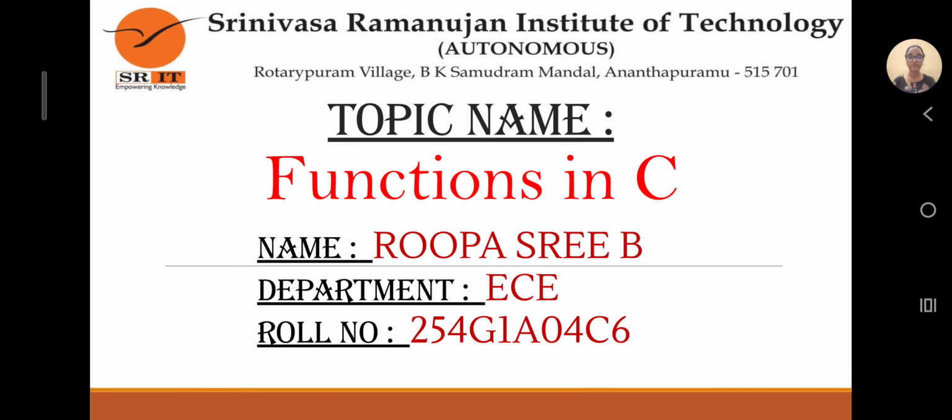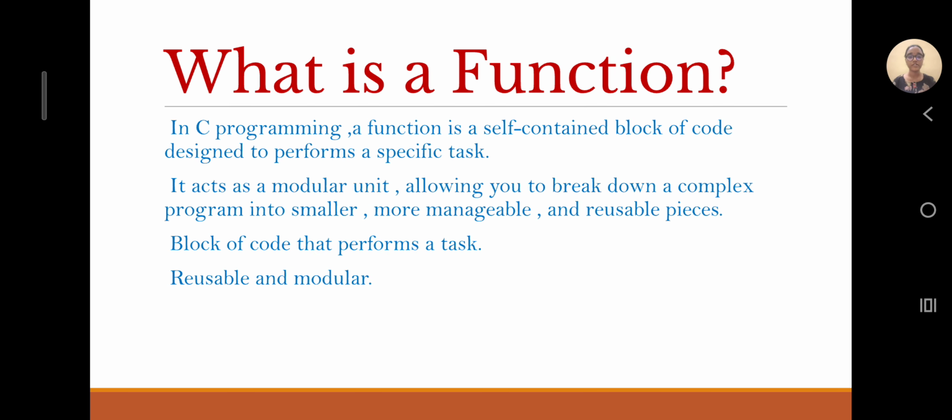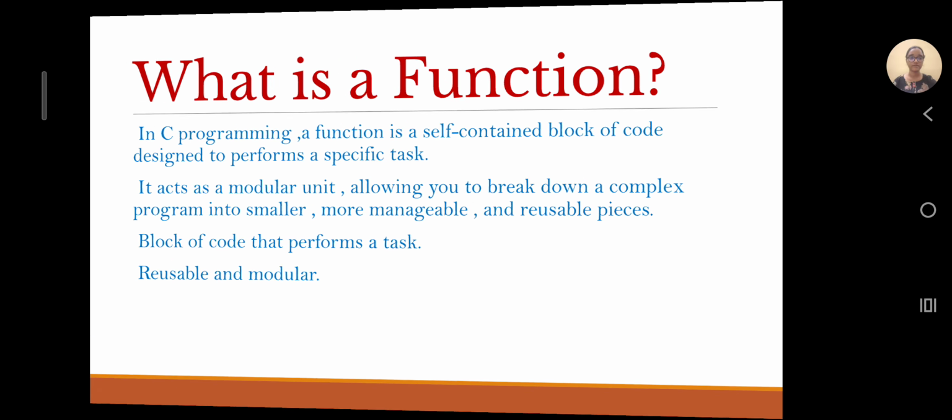My topic is functions in C. First, what is a function? A function is a block of statements which performs a specific task. A C program is divided into different functions. Each function performs specific tasks. It acts as a modular unit, allowing us to break down a complex program into smaller, more manageable and reusable pieces. It is a block of code that performs a task.